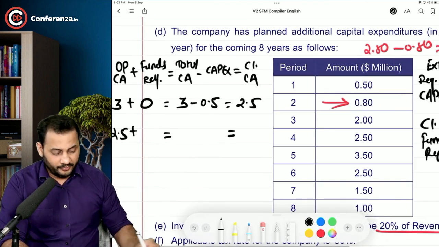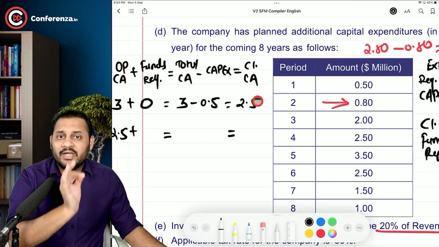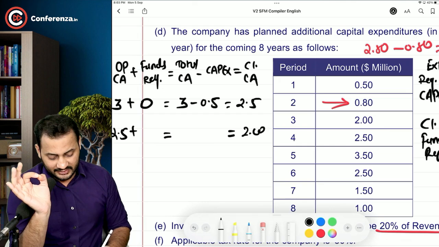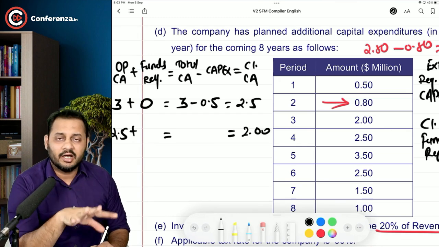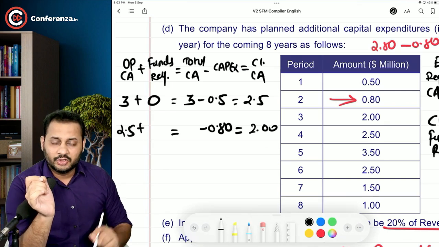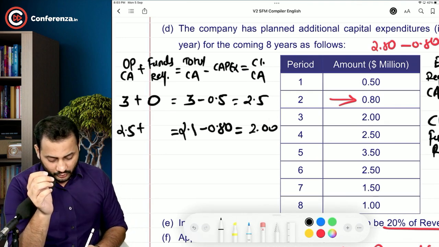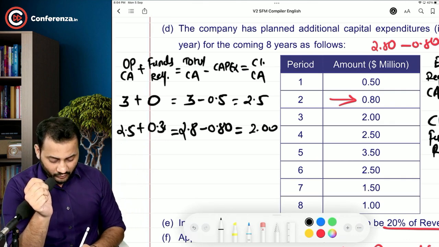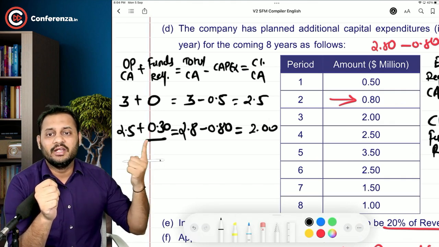But you need to make sure that this closing current assets should not go below 20% of the sales. And in the second year, 20% of the sales is 2.0. So it should not go below 2. It can stay above 2. And what is the capital expenditure required? 0.80. So after deducting 0.80, if we need the closing current assets at 2, it should be 2.8. And if the total has to be 2.8, we only have 2.5. That means now we only require 0.30 from outside. So 0.30 is only required to be funded.